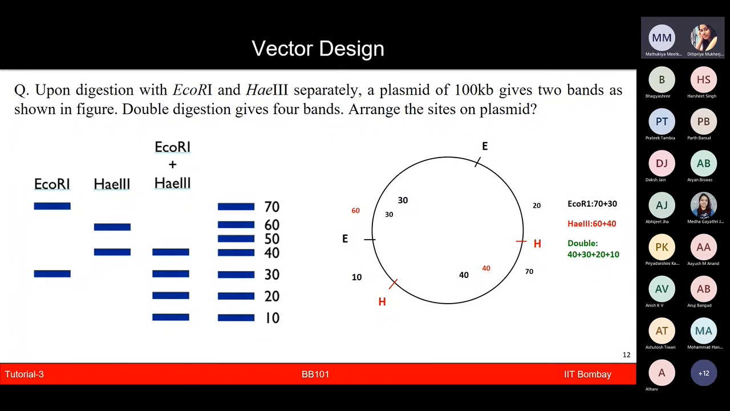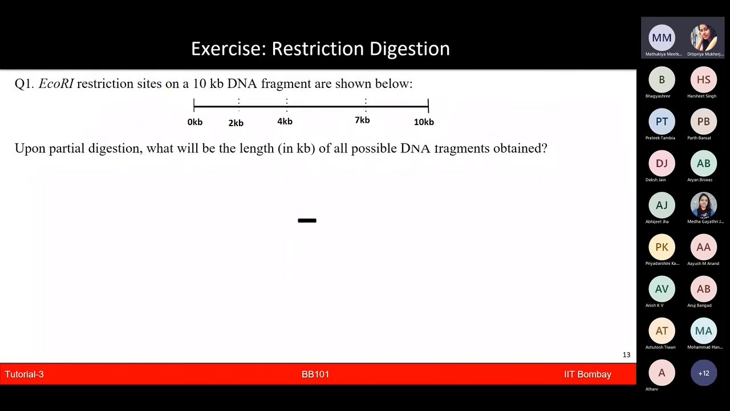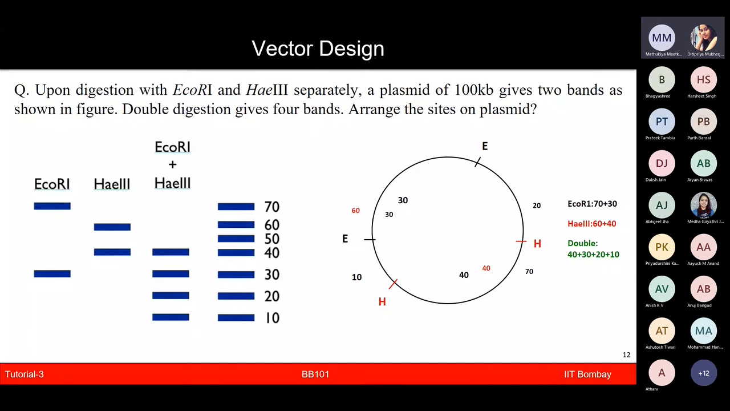Okay. Sir, I had just one small doubt here. There is more than one way to cut the plasmid, right? I'm not talking about different restriction enzymes, sir. I'm just saying the placement of the different enzymes on the plasmid. There is more than one way to do that, to get the same result.